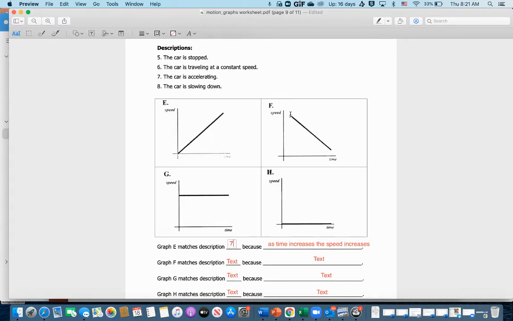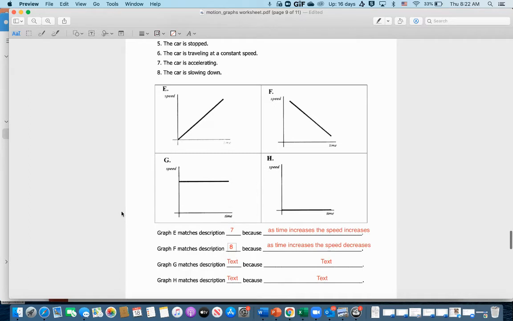Graph F. Okay, so as time increases, what's going on? As time increases, the speed decreases. So this is our textbook definition of deceleration or negative acceleration here. So I'm going to put here the car is slowing down.